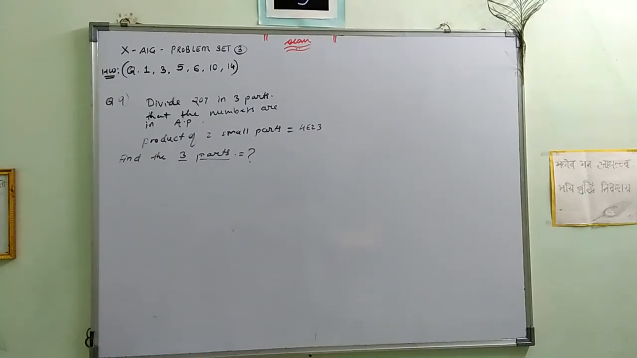Dear students, now the next question is question number 9 from the problem set 3 of algebra. The question says that divide 207 in 3 parts that the numbers are in AP.